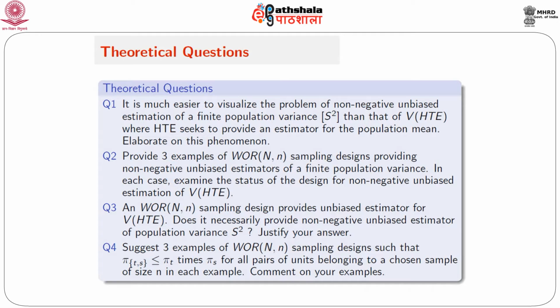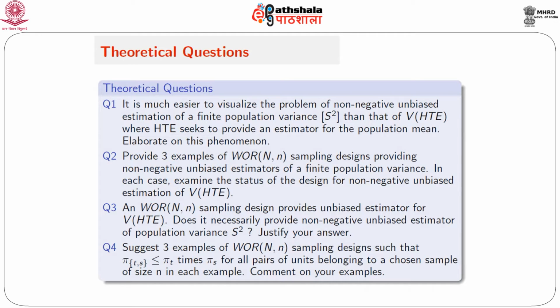And once pi ij is positive, you know you can estimate population variance by using a non-negative unbiased estimator simply by dividing by pi i. This is the kind of thing we have been talking about again and again. So it is a tricky problem, but a very easy solution.